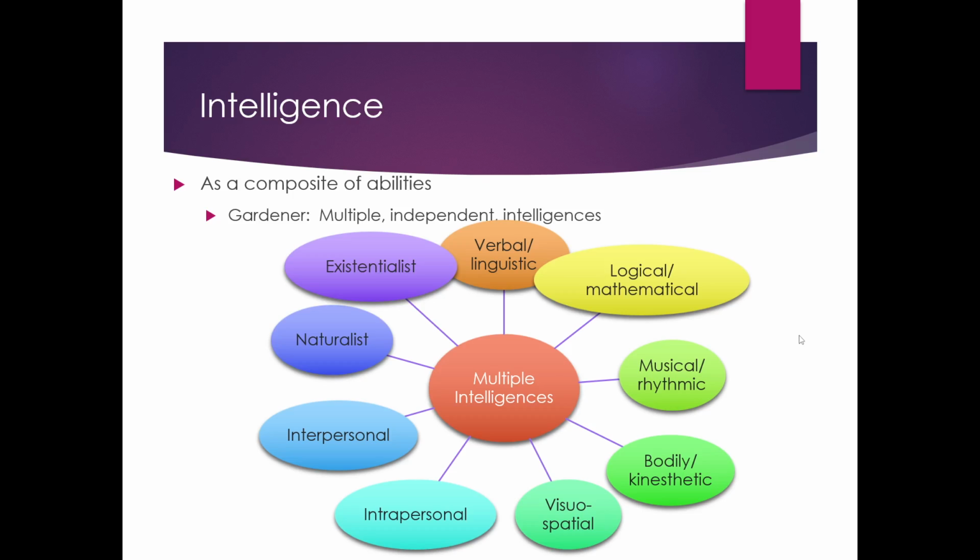So Gardner has been adding to this over time. When I was in college, there were 7. Yeah, there were 7. It stopped at interpersonal. Then by the time I was in graduate school, he had added existentialist. And then the most recent add-on has been the naturalist. And so he keeps adding on to these.